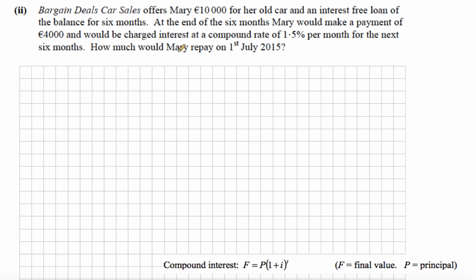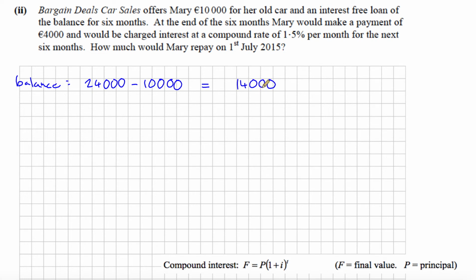Okay, so this is another option that she has. This time, the car still costs 24 grand. And this time she was offered the 10 grand, which leaves her with a balance of 14 grand. So there's our balance again. This is the loan, this is how much she has to pay. Now she gets an interest-free loan on this for 6 months.